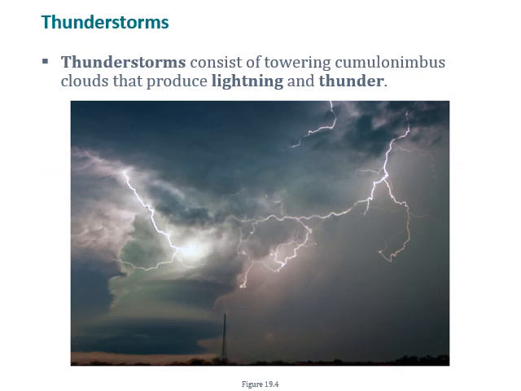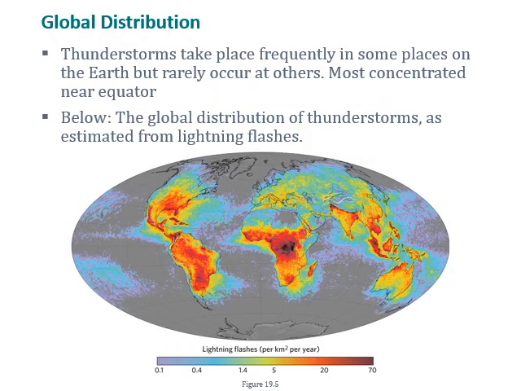Now that we have a good understanding of the different types of air masses and different types of fronts of warm and cold air and how they interact, we can start to discuss thunderstorms. Thunderstorms generally consist of towering cumulonimbus clouds that produce lightning and thunder. Thunderstorms take place frequently in some places on Earth, but rarely occur at others. Most thunderstorms are concentrated near Earth's equator, as shown in the figure below.